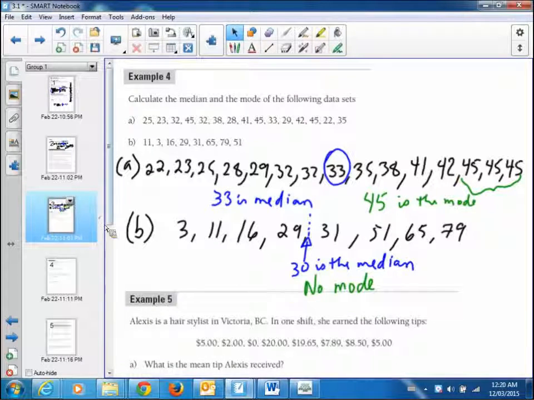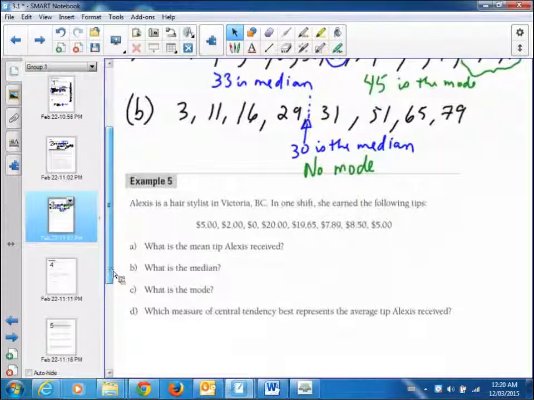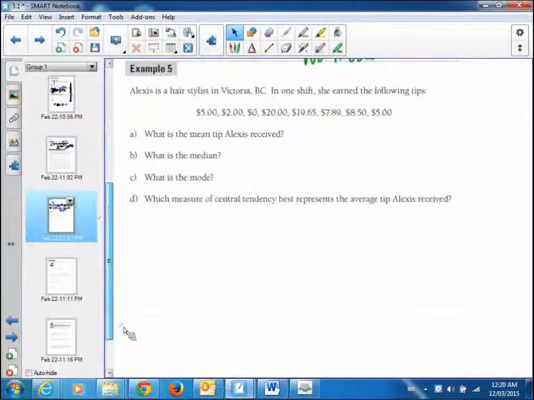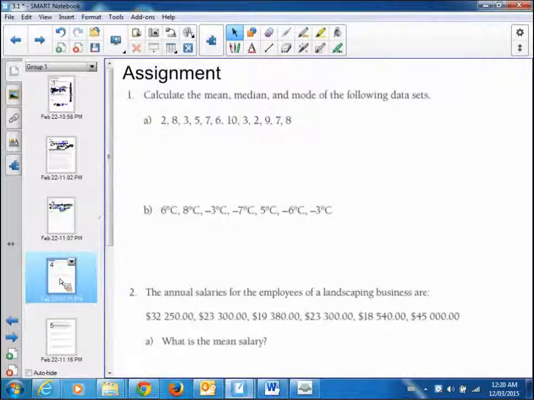Now, I've left this example here for you to try, and of course you can try your assignments here too. Working with negative numbers is no different. Just add them up, positives and negatives, and so on, okay?